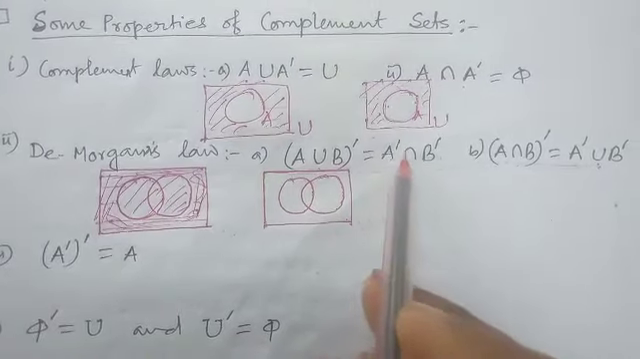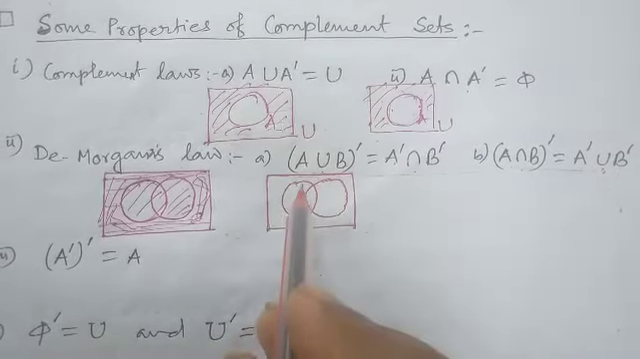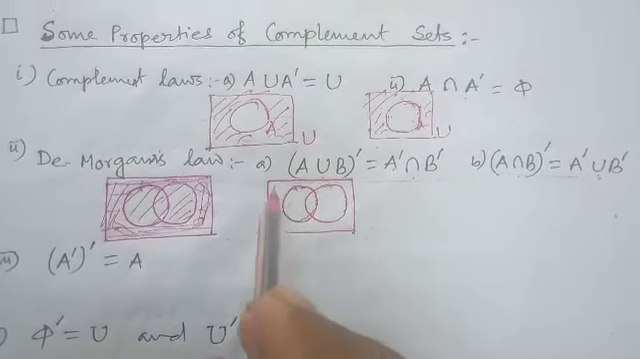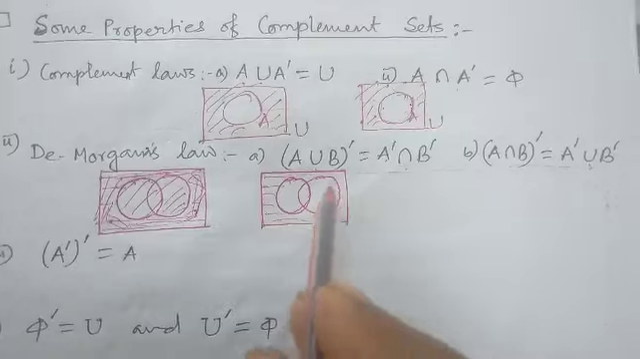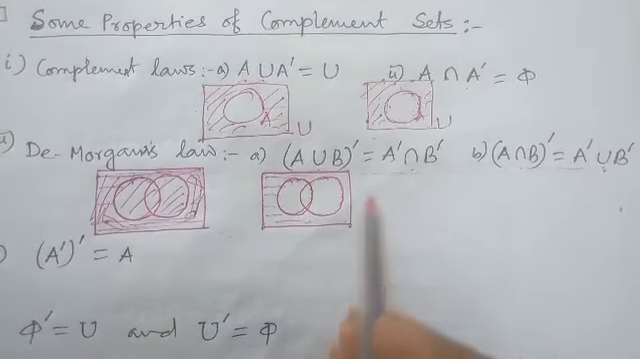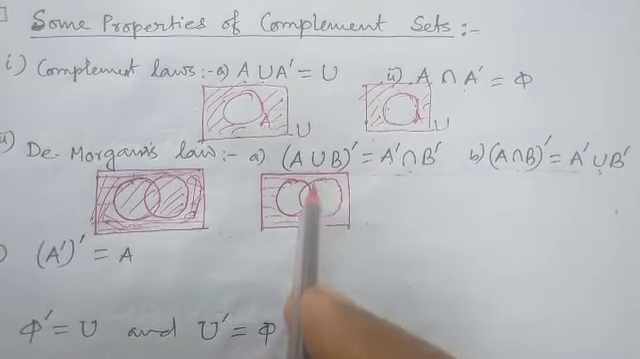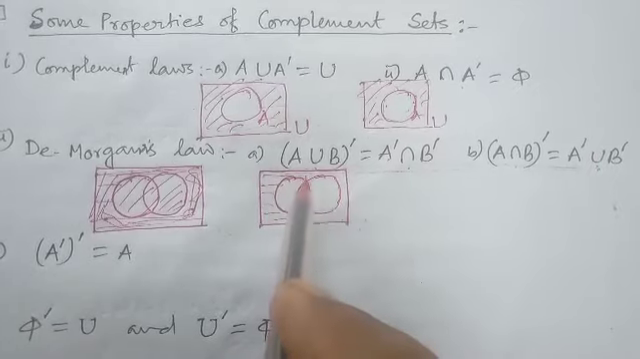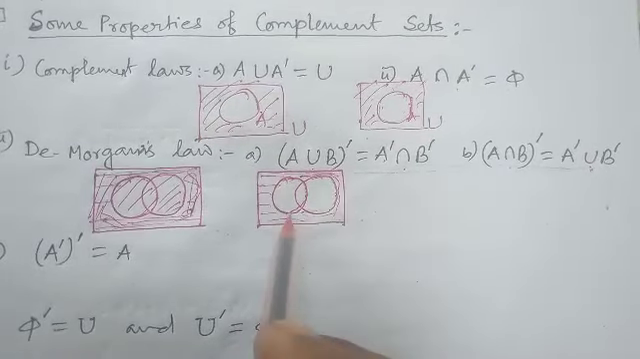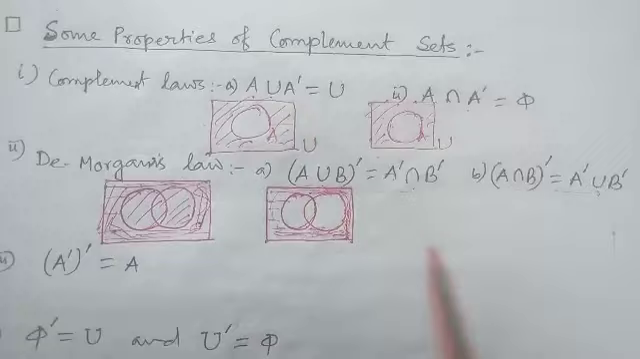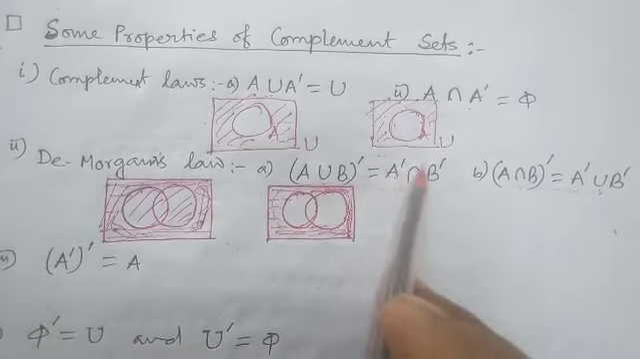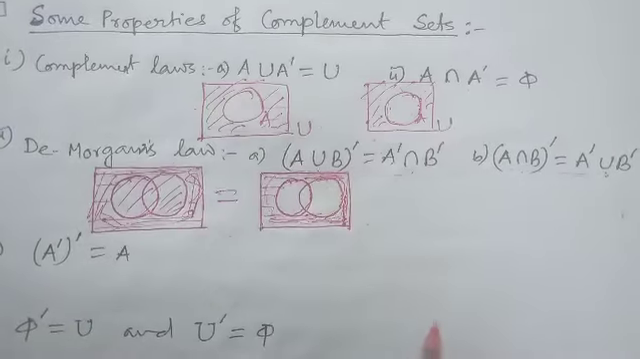Here, A complement intersection B complement: A complement means except A, that means this portion, all this set here, and B complement means except B. So the common portion is this one. That is why both are equal, these two are equal.